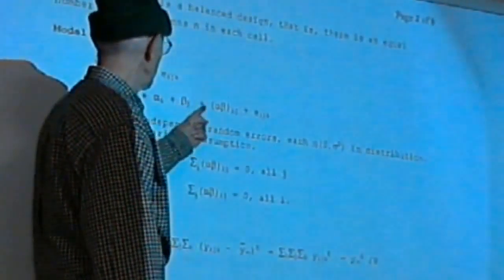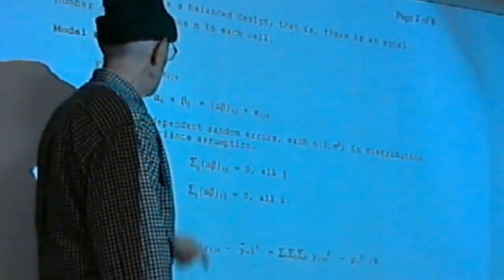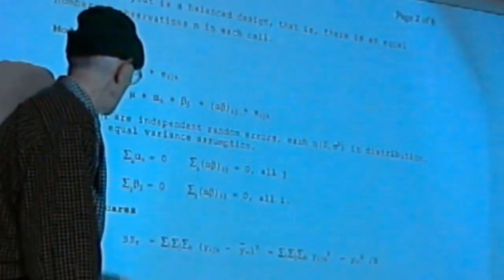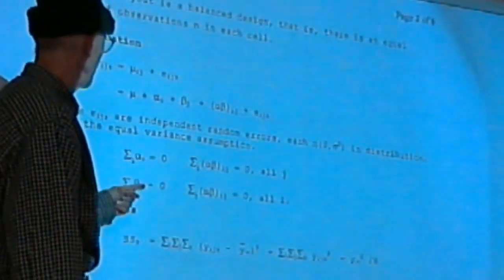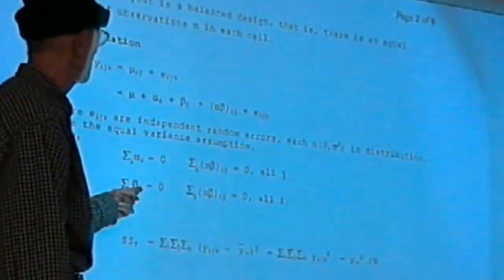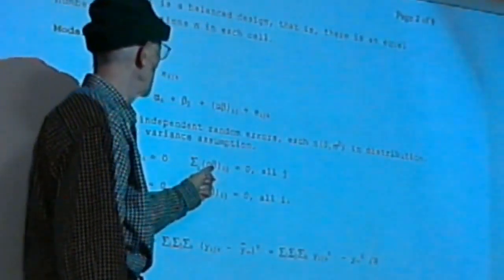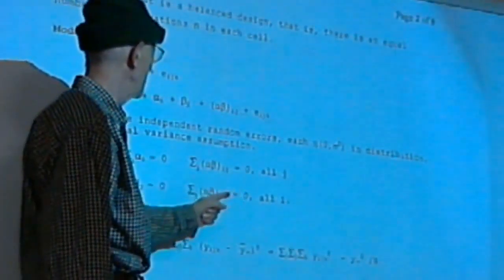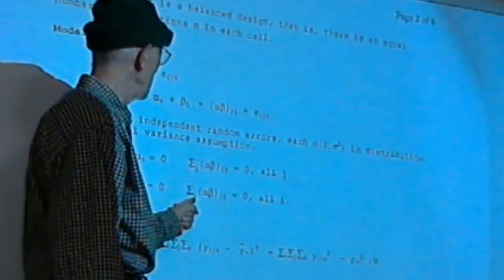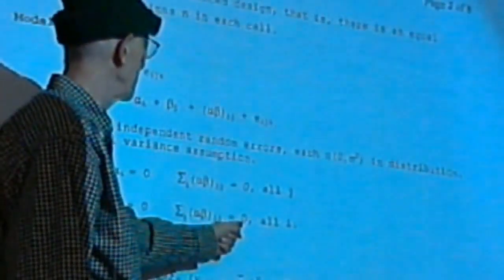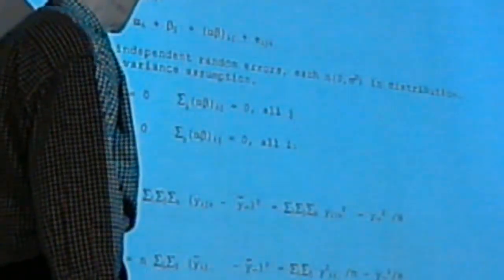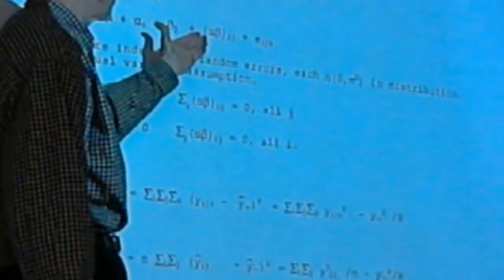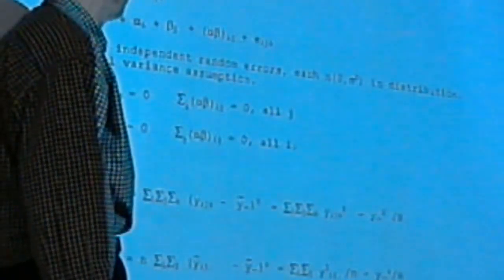Now these parameters are not totally free. There's some side conditions that they satisfy. The sum of the alpha i's is 0, the sum of the beta j's is 0. For the interaction parameters, if we sum them on i for a fixed j, we get 0. If we sum them on j for a fixed i, we also get 0. So these are side conditions that the parameters of the model must satisfy.